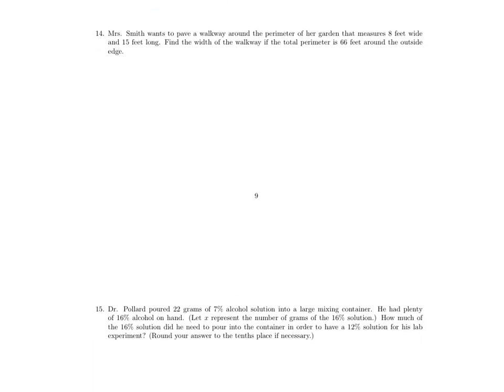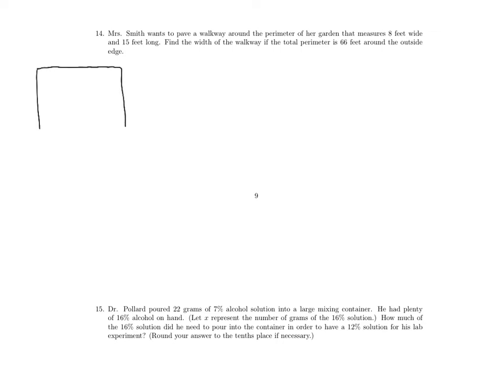All right, so Mrs. Smith wants to pave a walkway around the perimeter of her garden that measures 8 feet wide and 15 feet long. Find the width of the walkway if the total perimeter is 66 feet around the outside edge. So let's draw a diagram, figure out what is even going on.